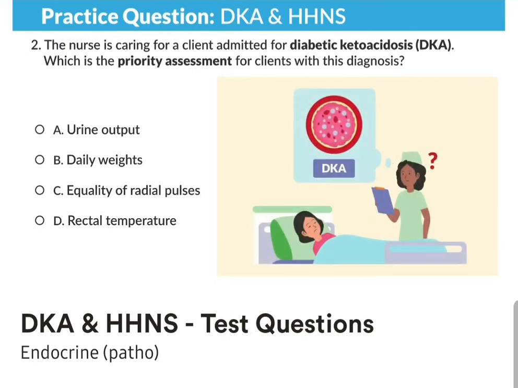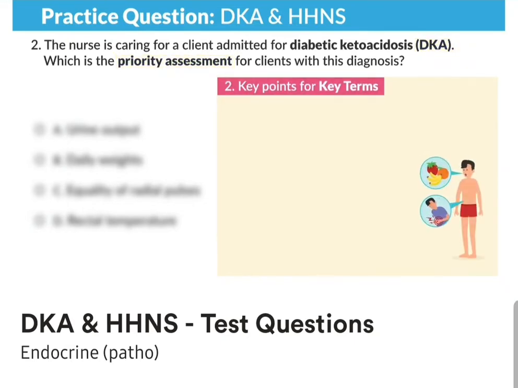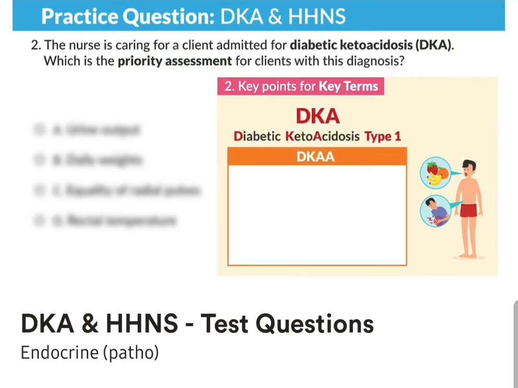Okay, so let's break this question down, following our breakdown strategy. So number 1, first look at the key terms in the question. We see DKA and priority assessment. And number 2, think of a few things you know about those key terms. So use the memory trick DKA.